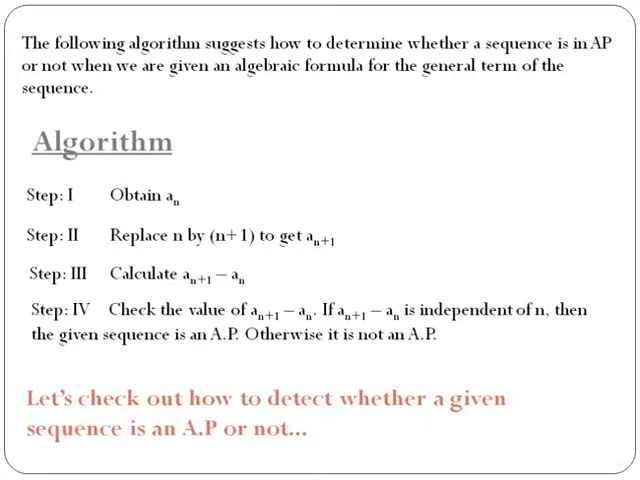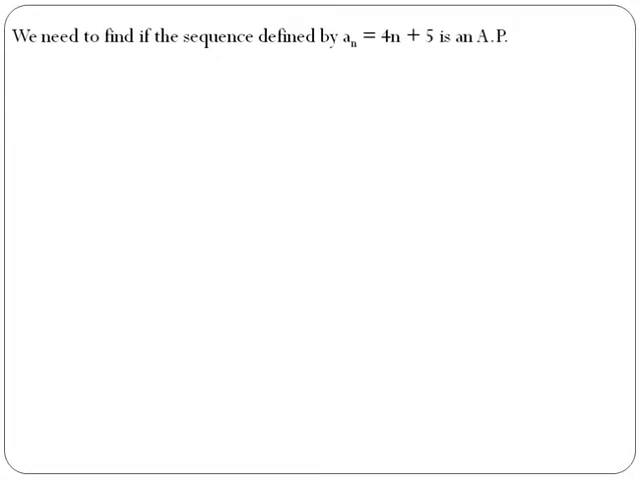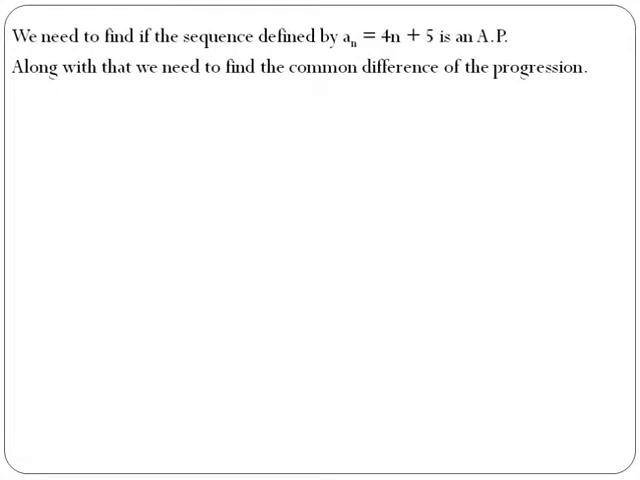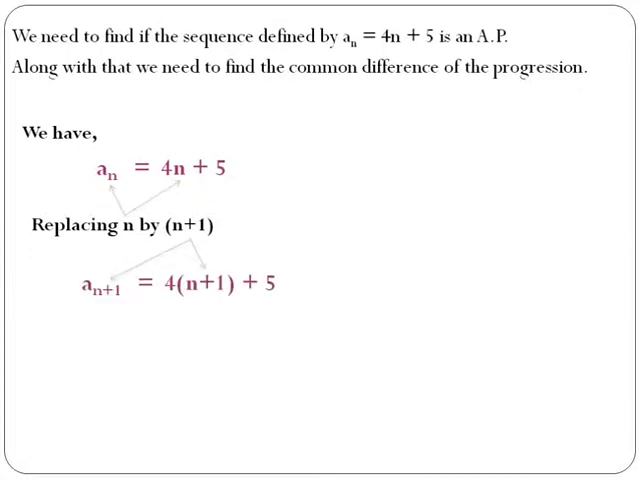Let us check how to detect whether a given sequence is an AP or not. We need to find if the sequence defined by an is equal to 4n plus 5 is an arithmetic progression or not. Along with that, we need to find the common difference of the progression. We have an is equal to 4n plus 5. Replacing n by n plus 1, we get an plus 1 is equal to 4 times n plus 1, plus 5. That is equal to 4n plus 9.